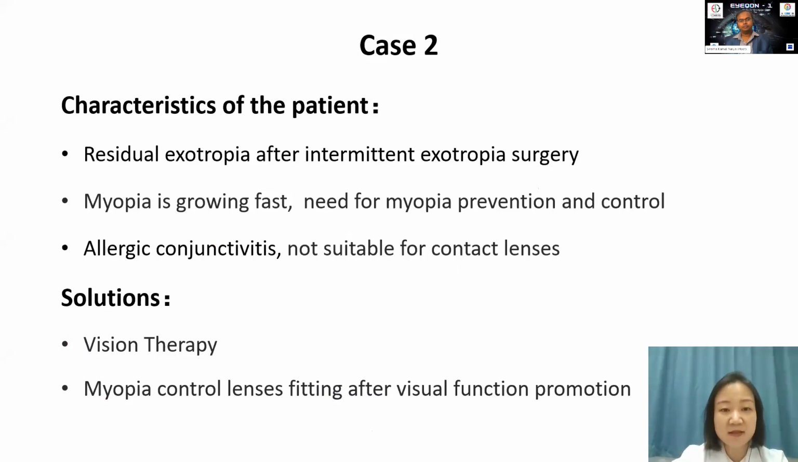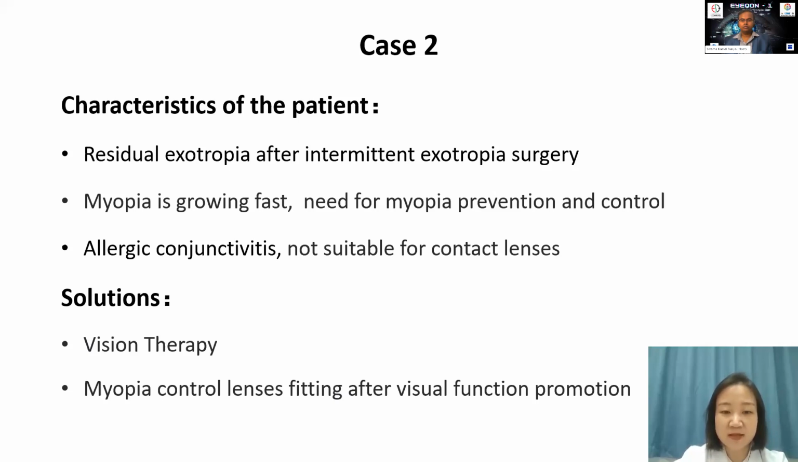Let's summarize the clinical characteristics of the patient. According to the medical history and the clinical examination results, the patient can be diagnosed with residual exotropia following exotropia surgery. Given that intermittent exotropia and myopia often coexist, meaning that patients with intermittent exotropia are prone to rapid myopia progression, this patient requires myopia control urgently.